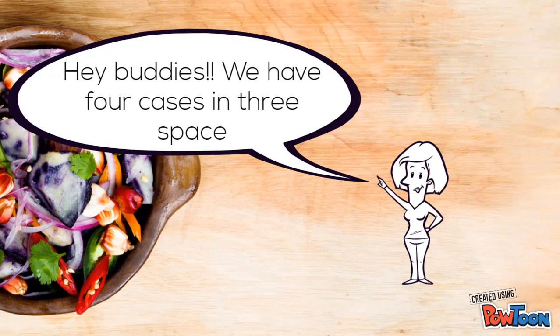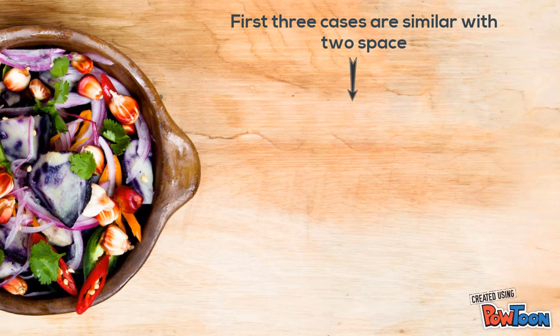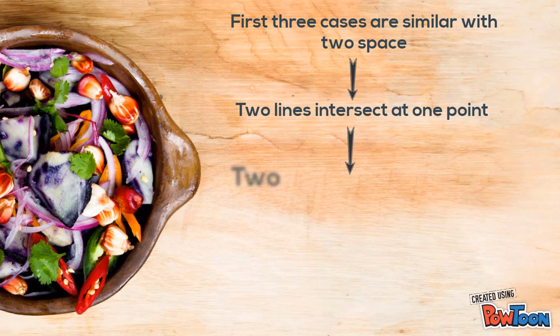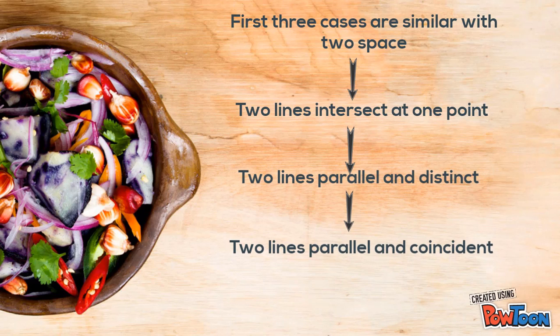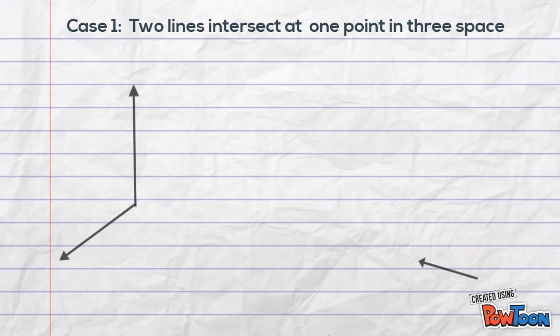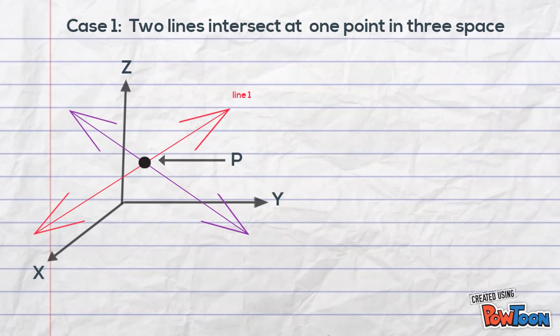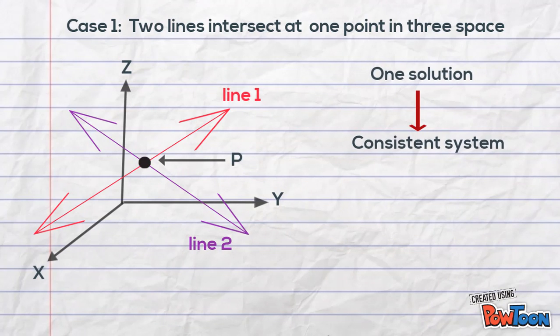Lines in 3 space. In 3 space, there are 4 cases for the intersection of 2 lines. The first 3 cases are similar to 2 space. They are 2 lines intersect at one point, 2 lines parallel and distinct, and 2 lines parallel and coincident. As we mentioned them before, we will just briefly talk about them. The first case is 2 lines intersect at one point. It has one solution and the system is consistent.